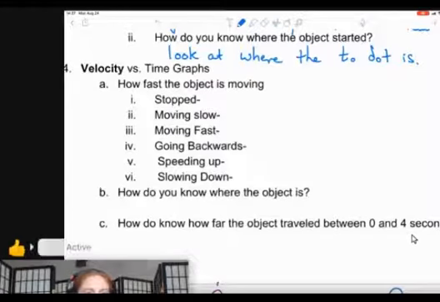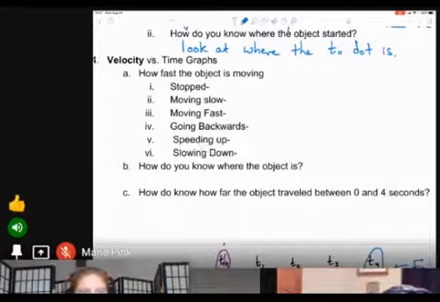So now I want to talk about velocity versus time graphs. We've been talking about position versus time graphs and motion maps, and now I want to talk about velocity versus time graphs. It's going to be really important that you keep these two things straight in terms of which ones are which, because what works for one does not work for another. So draw a big line in your notes, because now we're going to do velocity versus time graphs.